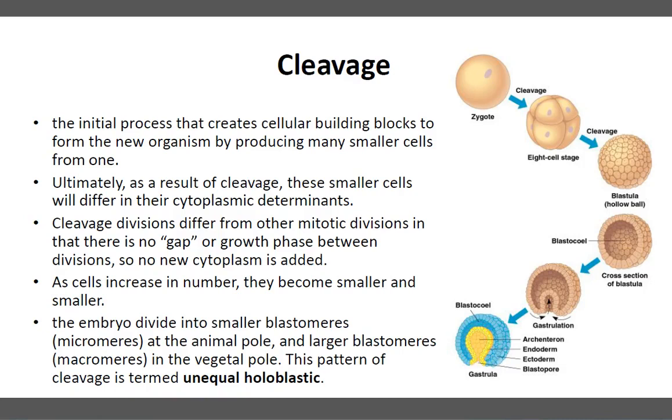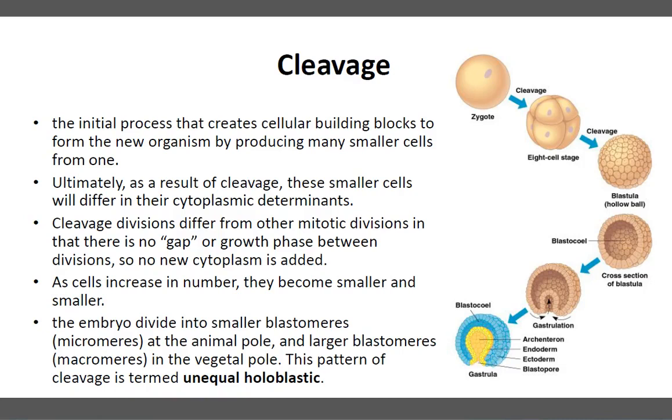of the frog egg. Okay, so cleavage is one of the first stages of embryonic development after fertilization. Once the zygote has been formed, this is the initial process that creates your cellular building blocks to form the new organism by producing many smaller cells from the one zygote that has been formed. Okay, so this is going to be rapid mitotic division, which is why there's not enough time for accumulating new materials for cytoplasm, which is why with each division the cells become smaller and smaller.